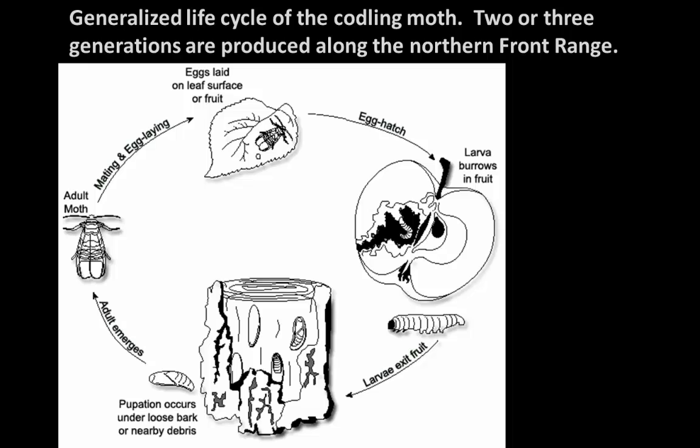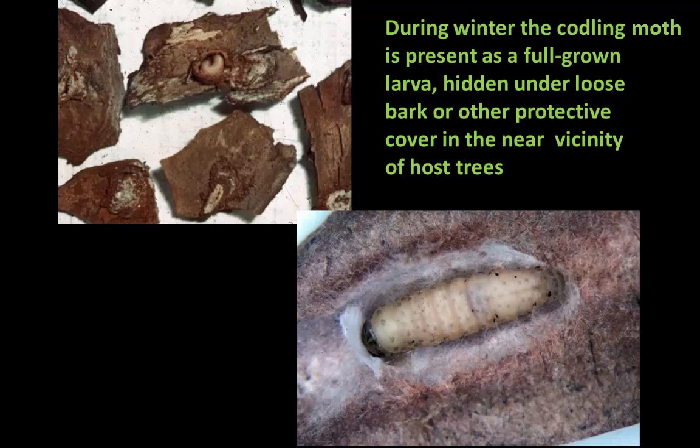Pupation will occur in some sort of protected site in a loose cocoon, such as bark flaps or other protected areas in the near vicinity of the tree. The adults emerge. After mating, they will lay eggs either on the leaves or the fruit. When the eggs hatch, they will then produce larvae that will enter the fruit, doing again most of the damage. All larval development is completed within the fruit, after which time they exit, crawl to find some sort of protected spot where they will spin a cocoon and ultimately pupate.